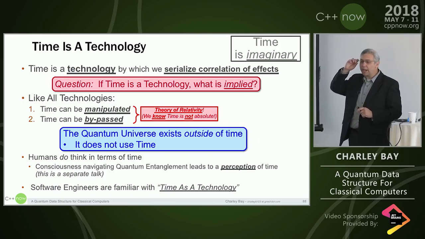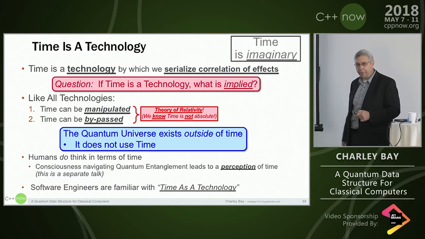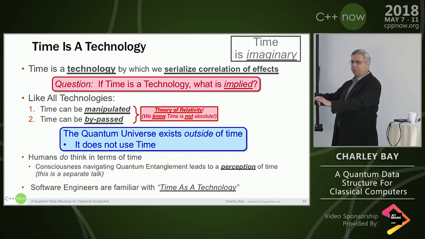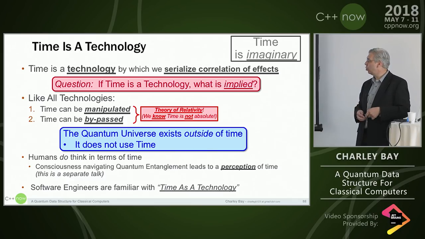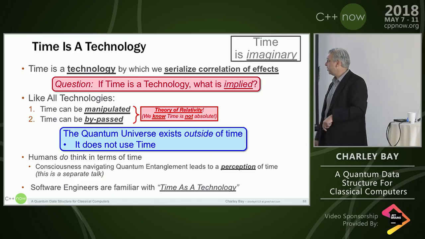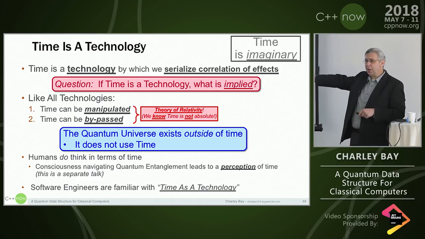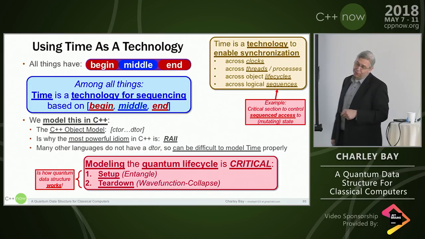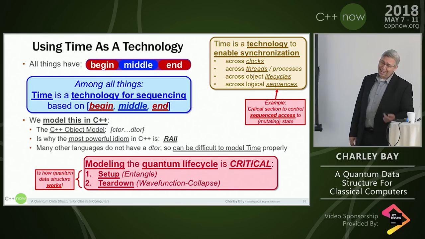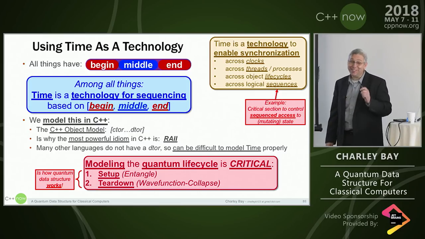The quantum universe doesn't actually care about time, doesn't use time, time's not relevant for it. So with all these quantum effects, we start seeing effect precedes cause all the time, like in sci-fi plots for the movie or the Star Trek episode. Well, reality's that way too. It's weird for us to process, maybe we are uncomfortable with it, but that's the natural world, it works like that. Only our perception is at issue. The land of physics, no problem. But we do this time as a technology thing really, really well. It's because everything has a beginning and a middle and an end. And C++ is really, really good at this.